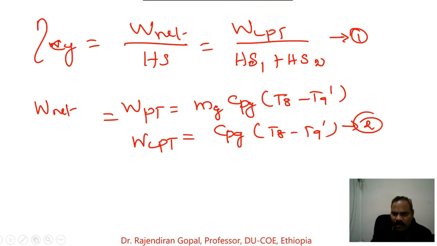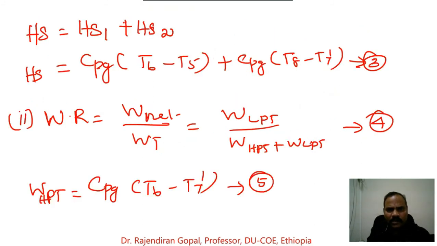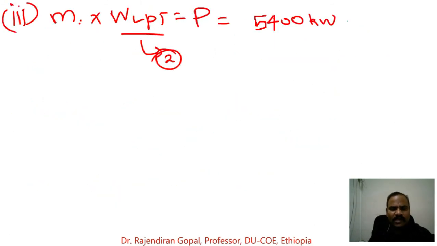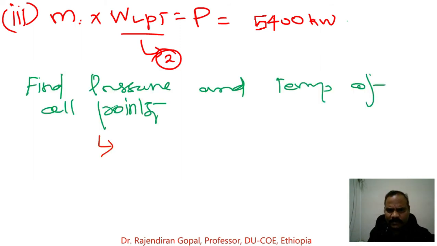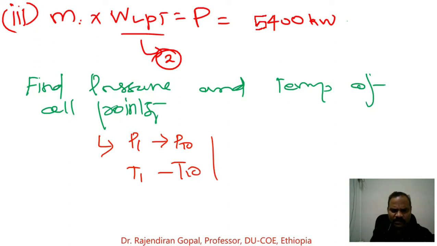In this question, what are the parameters that we need to identify? We know that T8 is given and T6 is given. So the remaining unknown terms for this problem, we have to find the pressure and temperature of all points, that is P1 to P10 and T1 to T10. Substitute the corresponding equations, we get the answer.